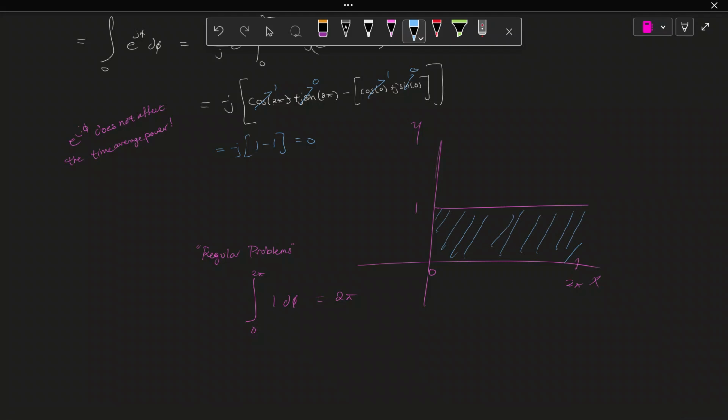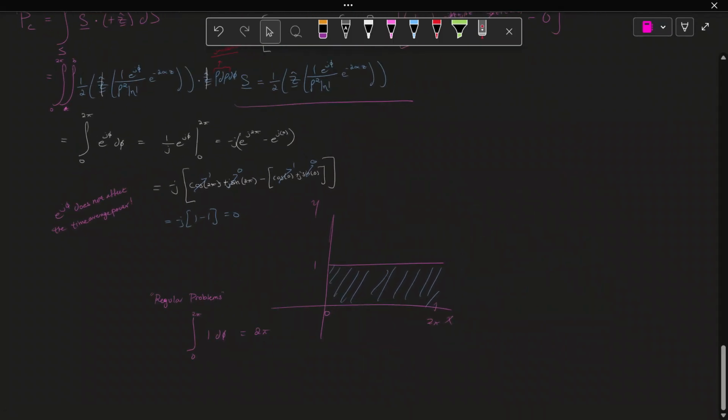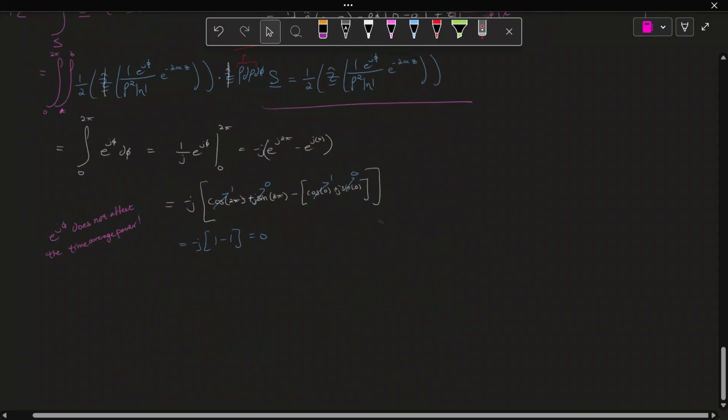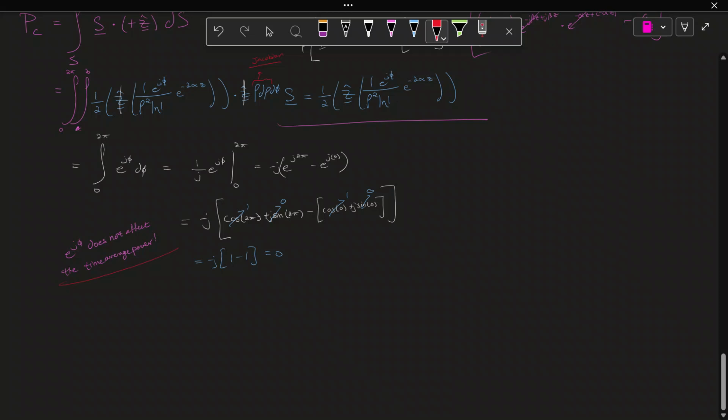So you have to be very careful with how these words are used. I totally messed up on this problem. I thought it was 0. I was like, wait, how did he get this? I did a little digging on here, and this is why. To be honest, this is kind of weird. He didn't go over this at all, but I guess we didn't ask him, so fair game, whatever. But this is all this means: e to the j phi does not affect the time average power, which doesn't affect the complex power.